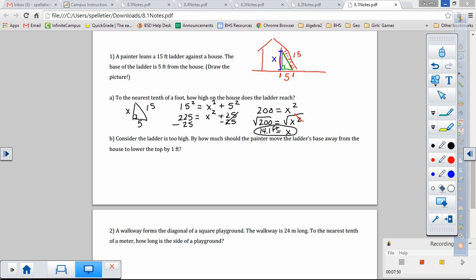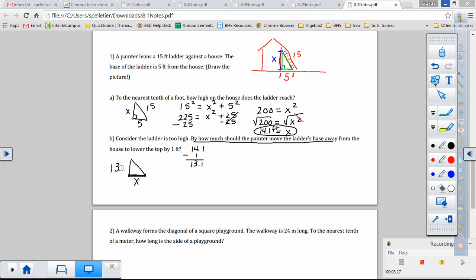Consider the ladder is too high. By how much should the painter move the ladder's base away from the house to lower the top by 1 foot? Okay. So, by how much should the painter move the ladder away from the base? So we're going to move this base distance. We need to know how much we should be moving it if we want this to be 1 less than what it was before. So we found it to be 14.1. So 14.1, that's the height, minus 1 gives me 13.1.